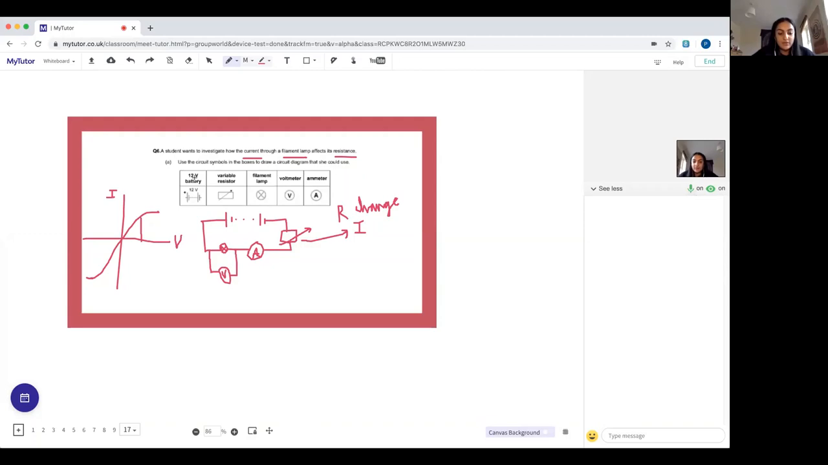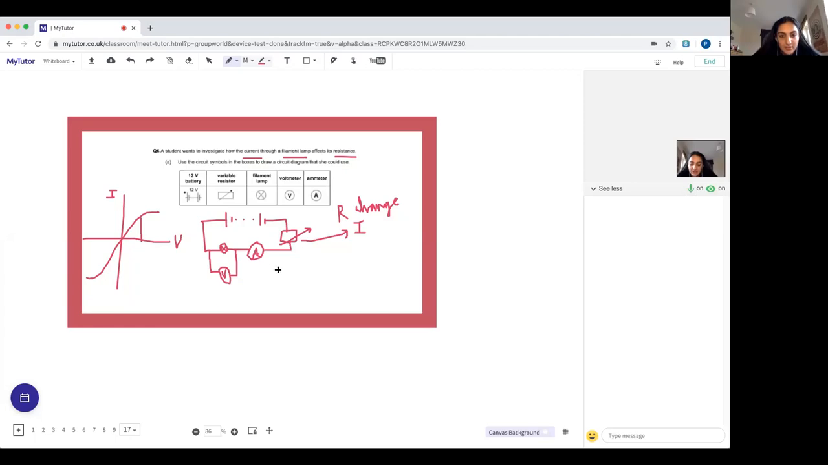Cool. We just had a question about that. Two people asked why the resistor would change anything to do with the filament lamp. Okay, so changing the variable resistor changes the current that goes through the filament lamp. So we're going to have a different current that goes through the filament lamp. And if current changes through the filament lamp, then that affects its resistance. If we have more current, we get a hotter lamp, which means we have an increased resistance. So as current increases, temperature increases and resistance increases.